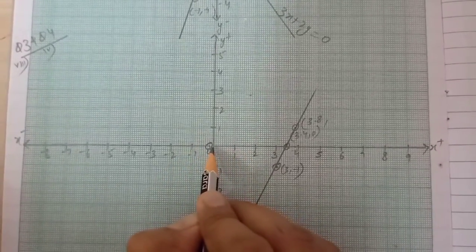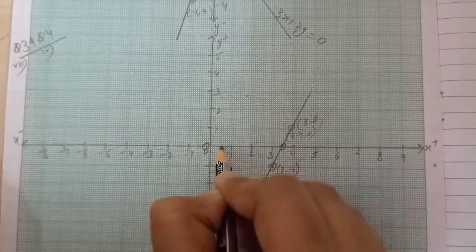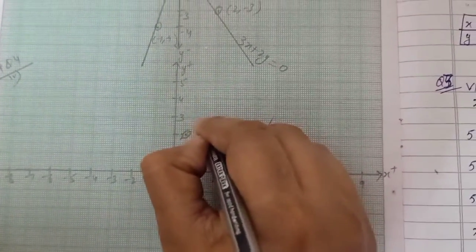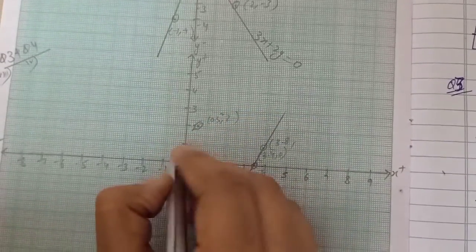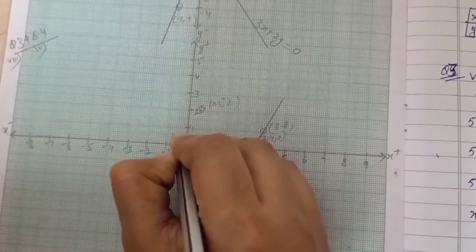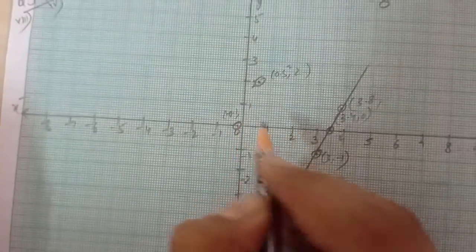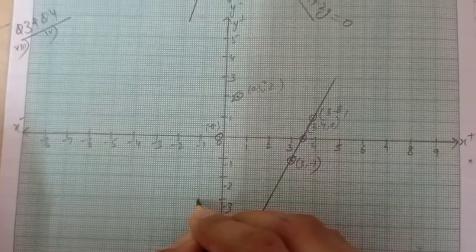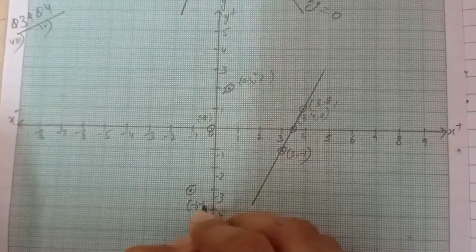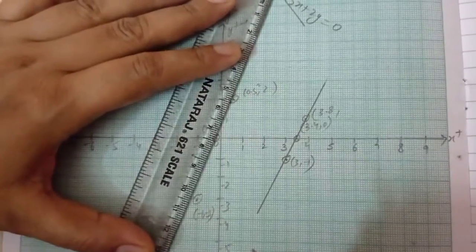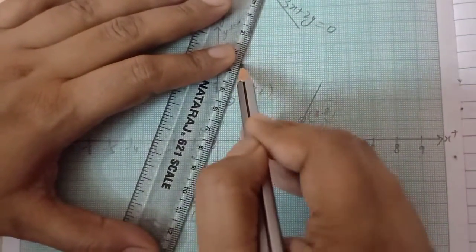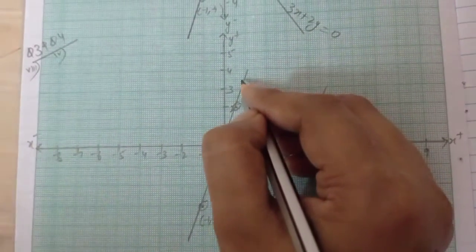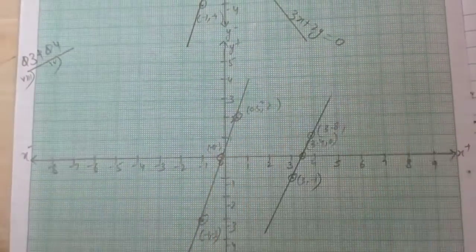Then 0.5 means positive it is. 0.5 will lie over here. And 2. Clear? This is 0.5 and 2. This is minus 0.1. Next is minus 1 and minus 3 will be here. Okay. Now take the scale and join these 3 points. That will be a straight line. So mark here that this is graph of which equation that you have to write over here.